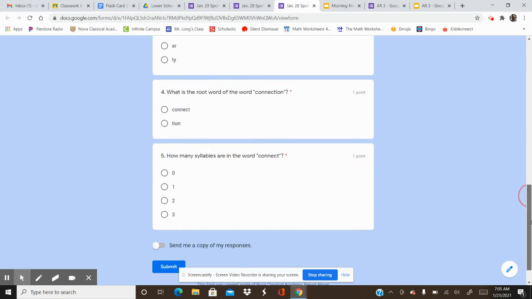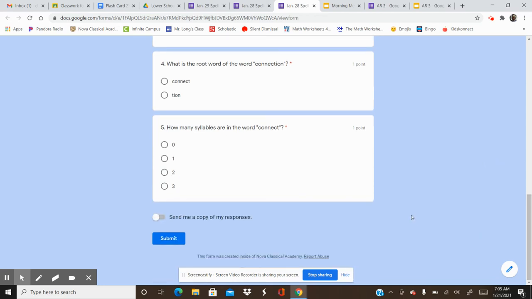And question number five. How many syllables are in the word connect? Your options are 0, 1, 2, 3. How many syllables in connect?